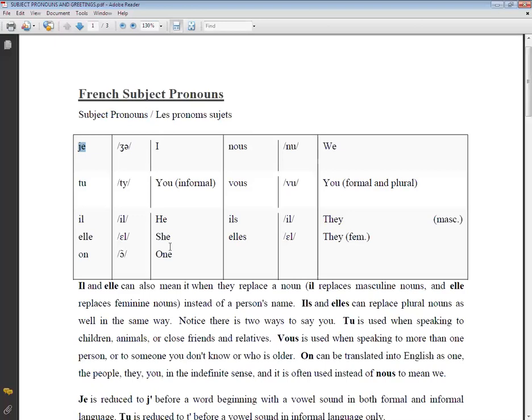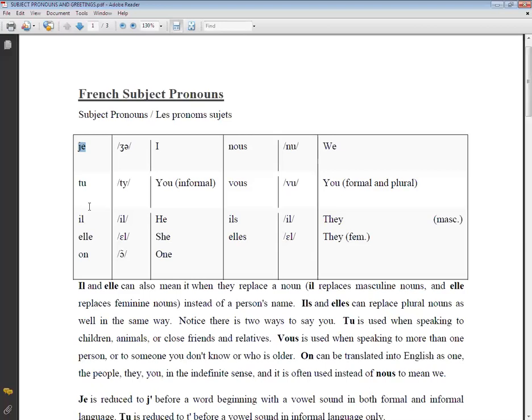You see what I've highlighted there. That is read as je. Can you say je? Je is the equivalent of I. Once we start learning the verbs, for example, when you want to say I am eating, I in French is je, the person speaking. That is what we call the first person singular.